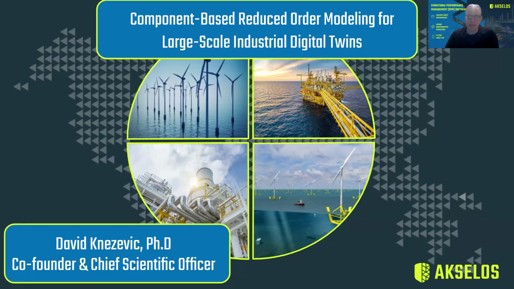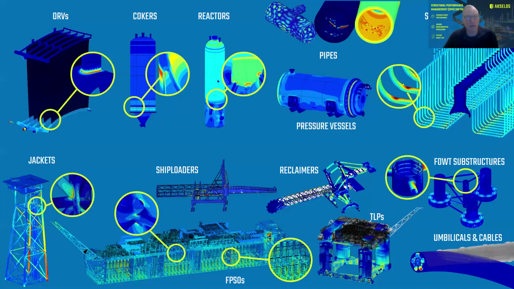So I'll go through some of those ideas in this talk. And you can see from the title, what I'm referring to here is component-based reduced order modeling. We have a specific, unique approach. We refer to it as RBFEA, but really that's a component-based reduced order modeling approach, and we apply it to large-scale industrial digital twins. Here are some pictures of different kinds of assets we've worked with.